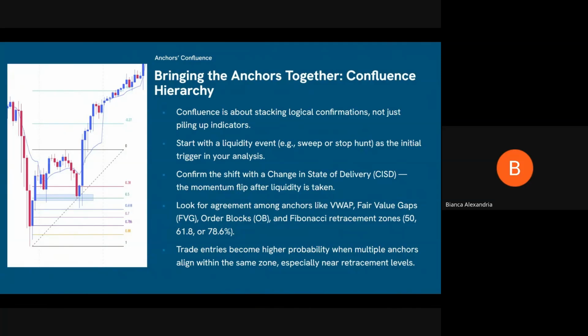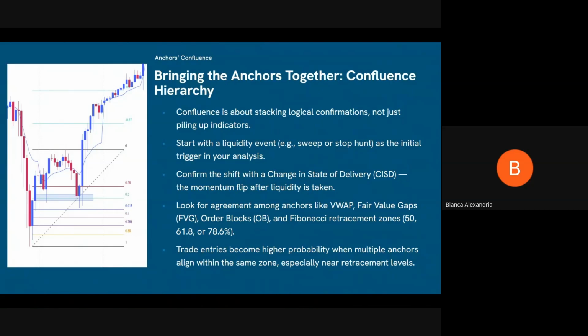So the order in which we want to look at this, because we're not going to look for all confirmations at all times, we're just evaluating which anchors overlap. Confluence is going to be focused on stacking the logic. We definitely want to make sure that first, before anything, we have some type of liquidity sweep, right?